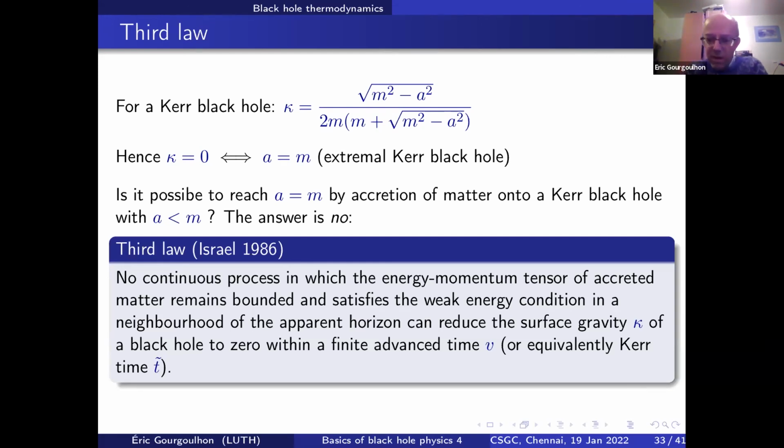This is the time that we introduced as a parameter along the null ingoing geodesics, which can serve as well as a time parameter along the event horizon. Or we can use, if you prefer, t tilde, the Kerr time that we have introduced before, since v is nothing but t tilde plus r. Since r is constant, it's the same thing on the Kerr horizon. This means that you cannot spin up a Kerr black hole to reach extremality by a finite amount of matter within a finite time.